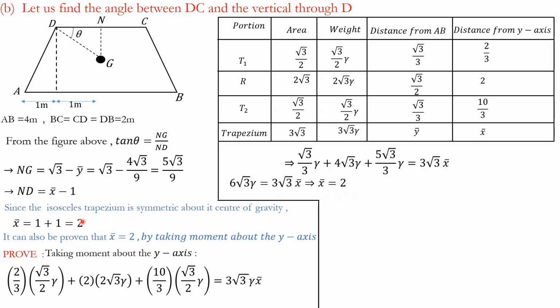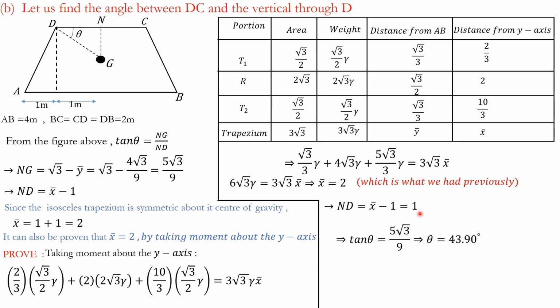And this was actually what we obtained when we considered the fact that the isosceles trapezium was symmetric about its center of gravity, which is a very good conclusion, very important. Now, knowing already the x bar, it means we already know nd, and knowing ng, we can obtain tan theta, and knowing tan theta, we can obtain theta, which corresponds to the angle between DC and the vertical through D. So knowing nd to be equal to x bar minus 1, that is 2 minus 1 gives us 1.